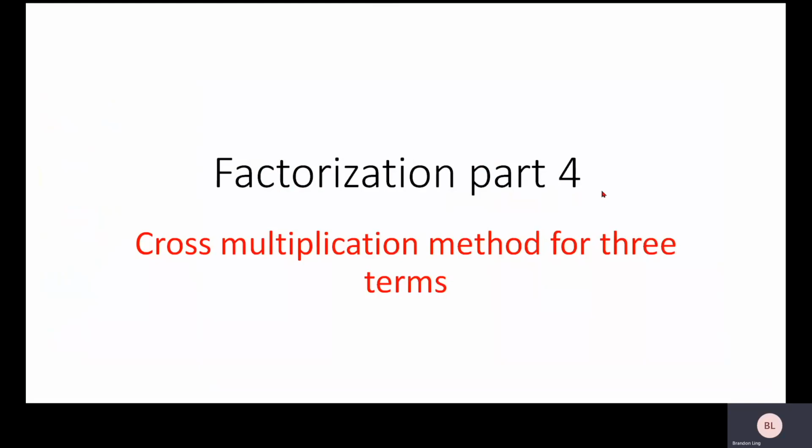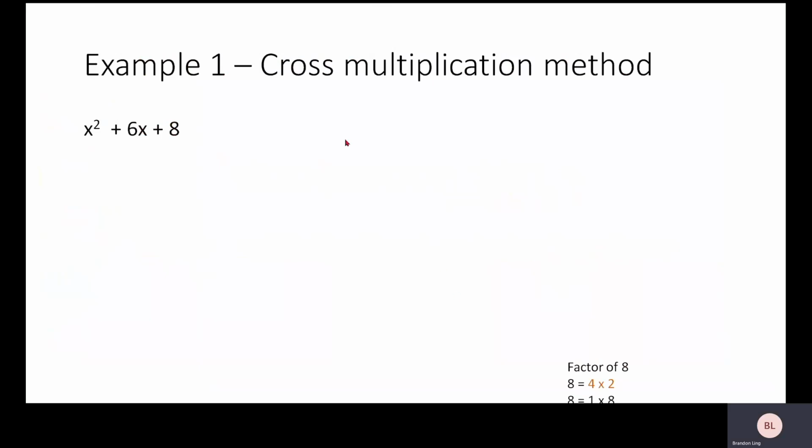Okay, today we'll be going through factorization part 4. This is actually what we call the cross multiplication method for 3 terms. For example 1, let's take a look at this example here.